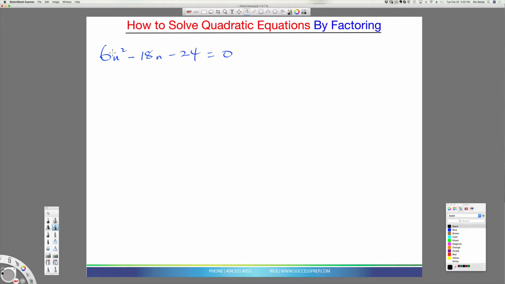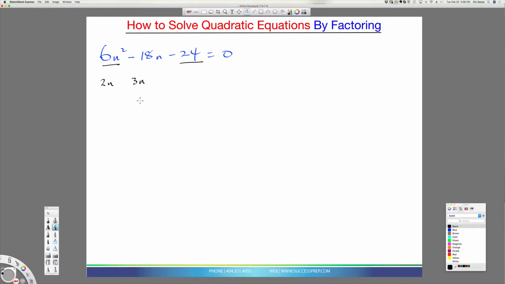In a case where you have a number here, what you want to do is break up this first part and also break up this last part. So if I break up this first part, 6n squared, I can break that up as 2n and 3n. Pretty much you just break it up, say what two things can multiply to give you that. It's a 6, so it's going to be 2 times 3, and then it's n squared, it's n and n.